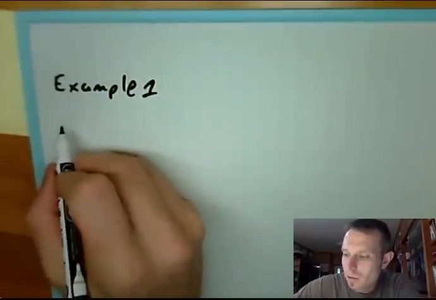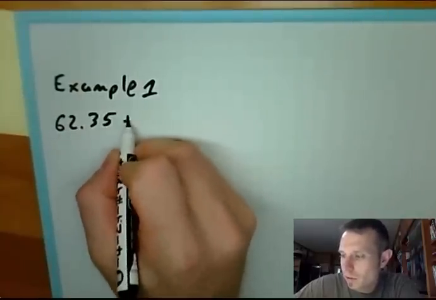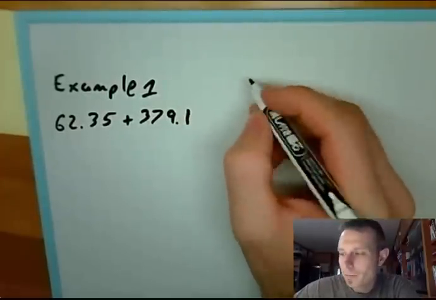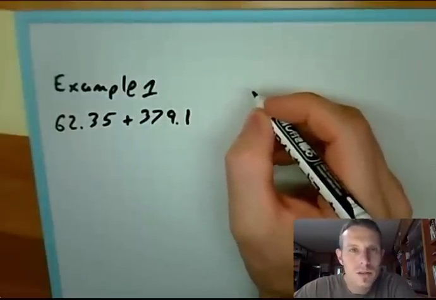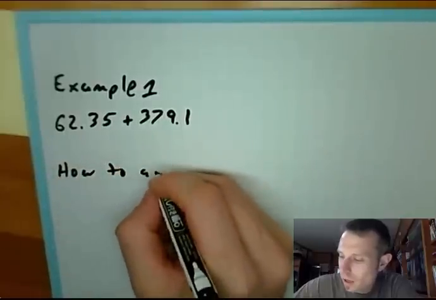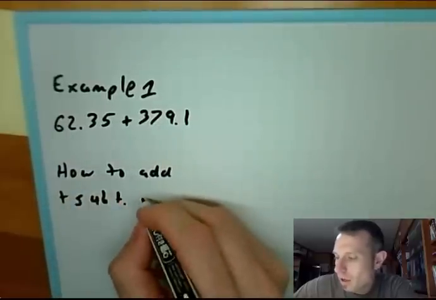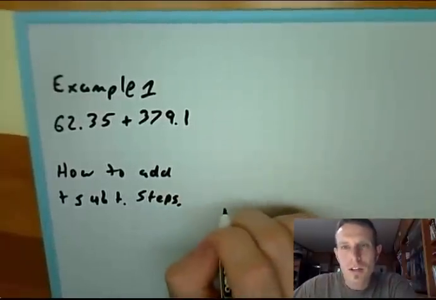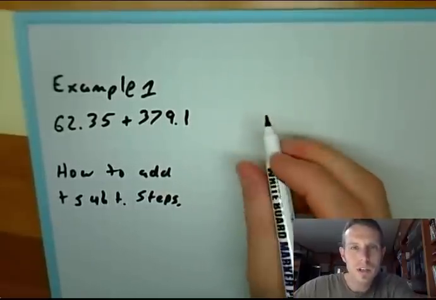Okay, and then I want to do 62.35 plus 379.1. Now in order to start this, if you're taking notes, which you should be, step 1 on how to add and subtract decimals should be steps. Step 1 would be to line up the decimals. So line up the decimals.